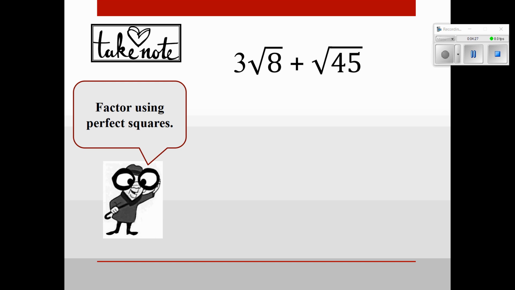We do not have common radicals, but let's see if we can create them. I know that the 8, one of the factors, is a perfect square. That could be the square root of 4 times the square root of 2. 2 times 4 is 8. 4 is a perfect square.